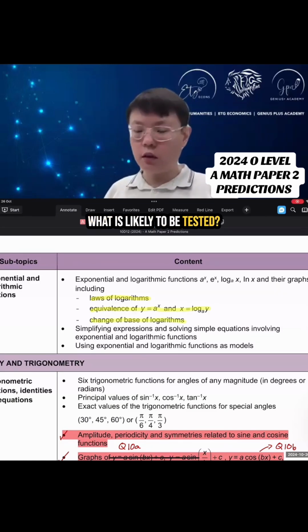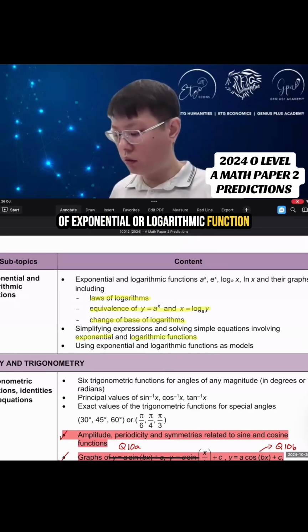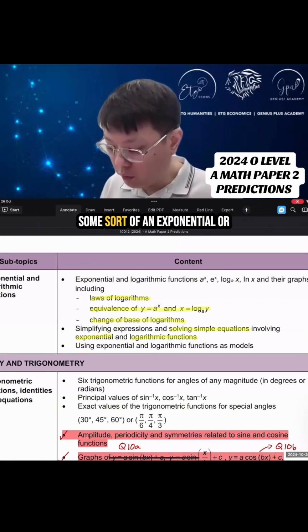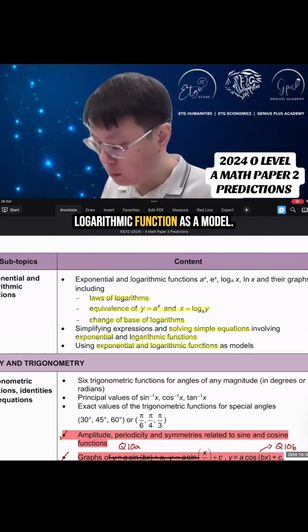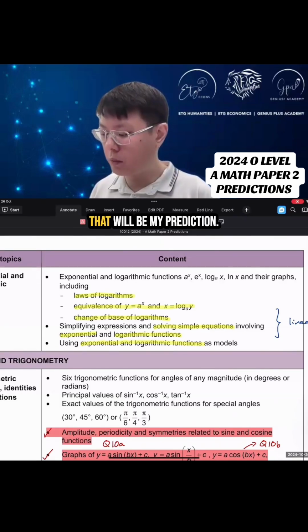What is likely to be tested, number 1, is you will have some sort of exponential or logarithmic function that you are expected to solve. Number 2, you will likely have some sort of exponential or logarithmic function as a model in a real-world application with linear log. That will be my prediction.